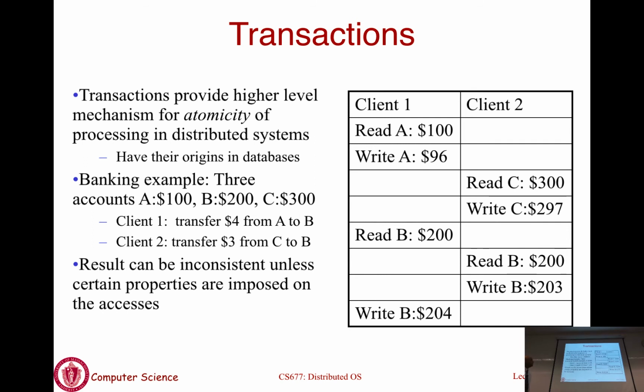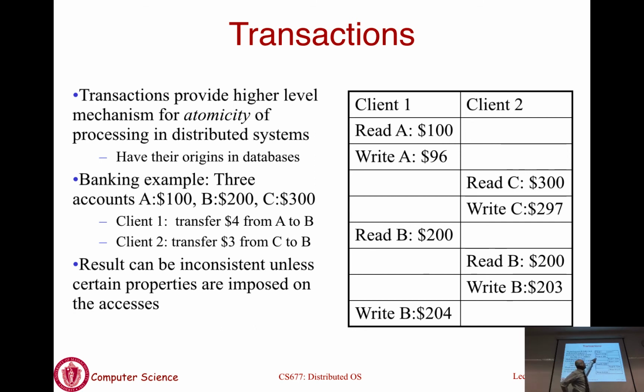Here you have a simple database, let's say a banking database, and there are two clients that are performing operations on the database. Client 1 wants to transfer $4 from account A to account B. Client 2 wants to transfer $3 from account C to account B. The way this code works is you read the account A balance from the database, deduct $4, read account B, and add $4. The same thing happens here: you read the account balance, deduct, read the new account balance, and add. And that's what you will see here.